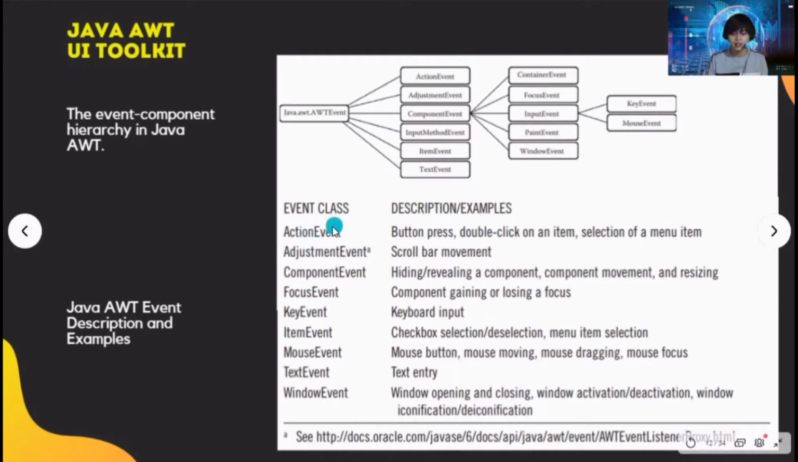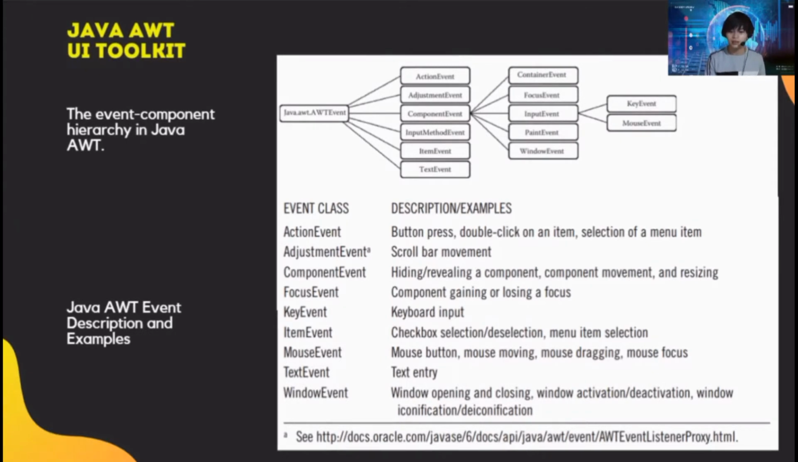if the event class is action event, the description and the samples would be button press and double click on an item or selection of a menu item. So just going to call on this function. And then for the adjustment event, scroll bar movement. The component event is either hiding or revealing a component, component movement and resizing. Focus event is for the component getting or losing focus. Okay. The key event is for the keyboard input.